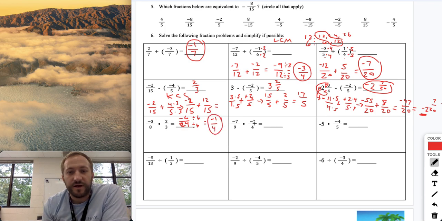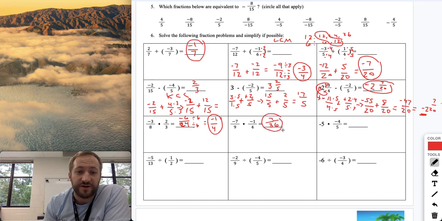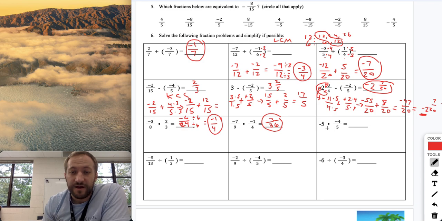Let's look at this next one. Another multiplication problem. All I do is multiply the numerators together. Negative 7 times negative 1 gives me positive 7. 9 times 4 gives me 36. There's no GCF between 7 and 36, so that is my answer right there. Done. Great. Negative 5 times negative 4 over 5.